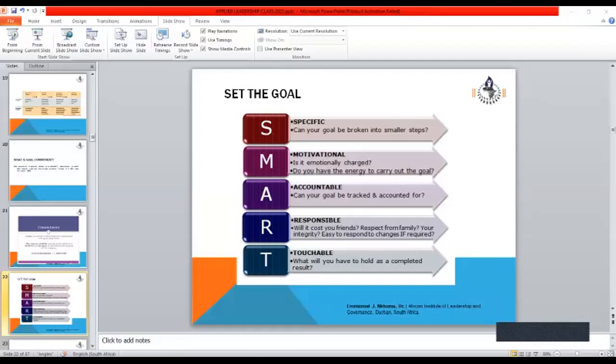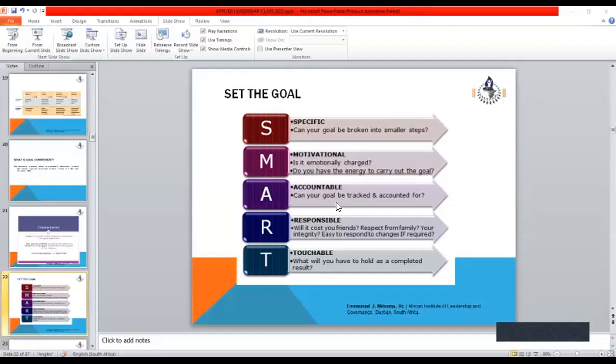Is it emotionally charged? Whenever you are launching any project, there must be a certain emotion that has to affect that. And I think for those of you that aspire for public office, even those that are in public office or government departments, you will understand how political leaders are good at using emotional intelligence and motivation. So we must motivate. Then A, which is accountable.